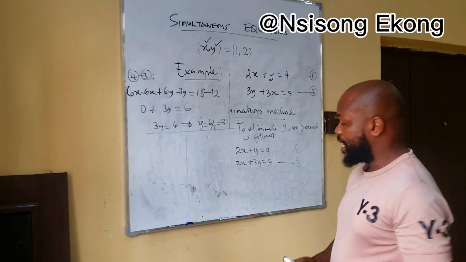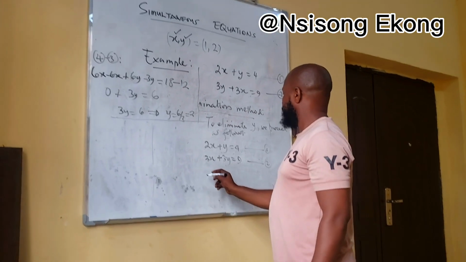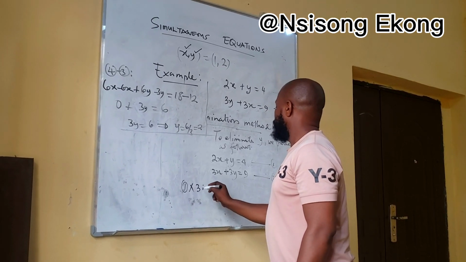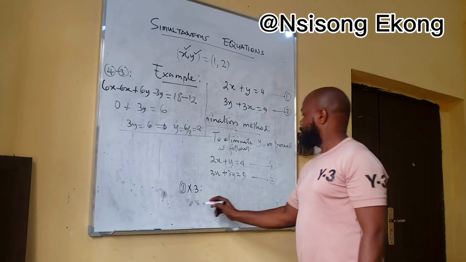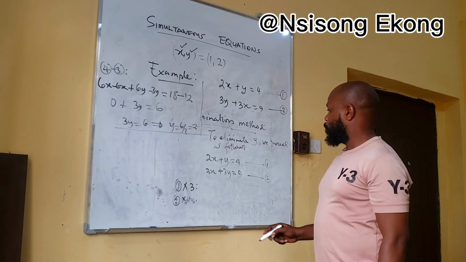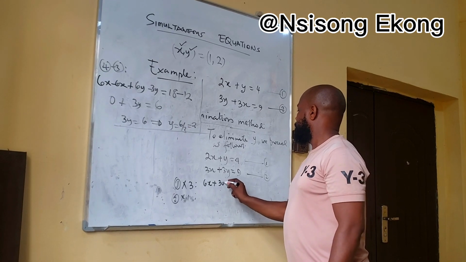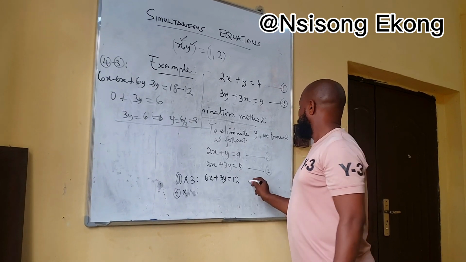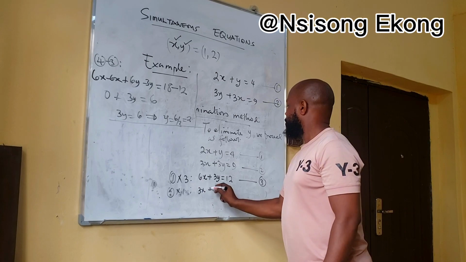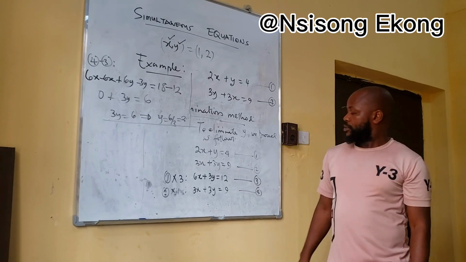So now we are interested in eliminating y. Previously we eliminated x. So we say equation 1 times 3, which is the coefficient of y in equation 2. And we say equation 2 times 1, which is the coefficient of y in equation 1. So this will give us 6x plus 3y equals 12. We call that equation 3. Then we have here 3x plus 3y equals 9. Call this equation 4. Okay?